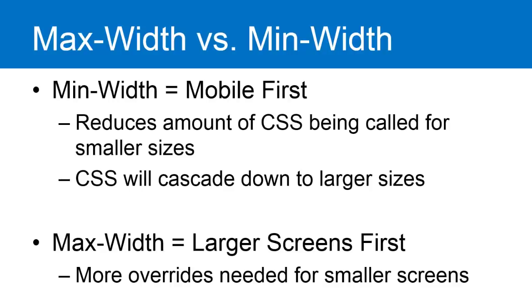The downfall to the max width is that when you get into the smaller screens, you're reading through all of the CSS that you have to override when you get down from the large one. So the benefit of a min width is that you're reducing the amount of CSS that gets read for those quick mobile views. So the performance is a lot better.